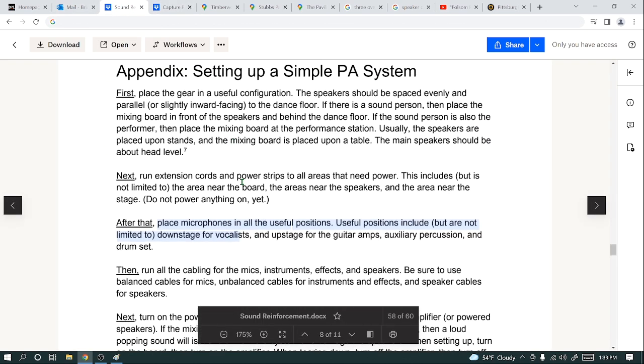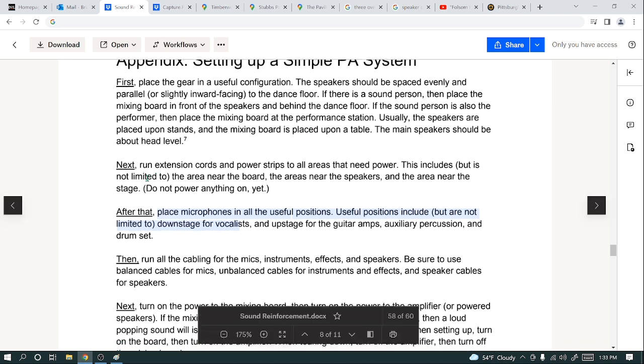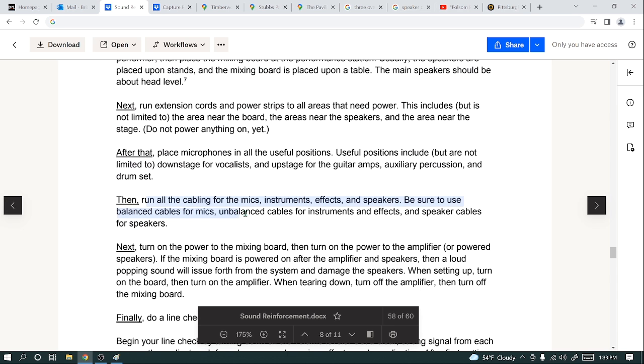If they're like, can you run a mixing board? And you're like, no. And then they're like, and I'm not hiring you. Right. Okay. Then run all the cables. Be sure to use balanced cables for mics, unbalanced for instruments, speaker cables for speakers.